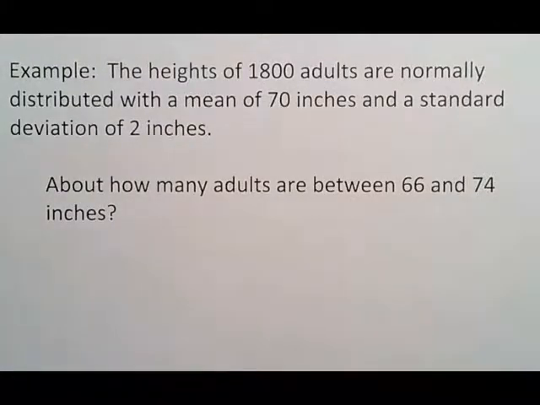Example: the heights of 1,800 adults are normally distributed with a mean of 70 inches and a standard deviation of 2 inches. About how many adults are between 66 and 74 inches? Alright, so again, this question is giving you a mean, it's giving you a standard deviation.